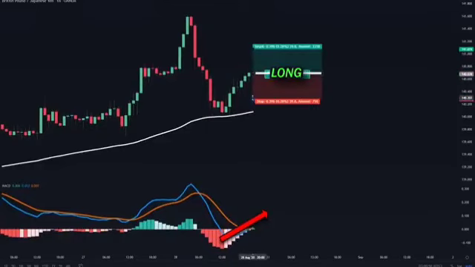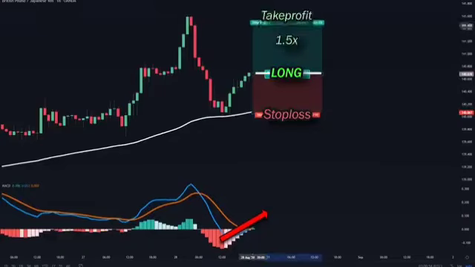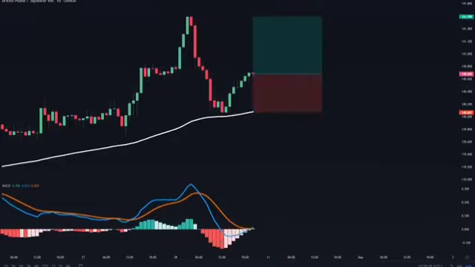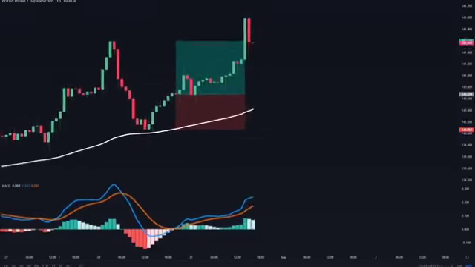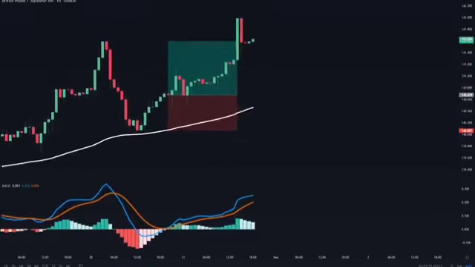Now for your exit strategy, you can place your stop loss at the nearest swing low and set your profit target at 1.5 times your stop loss. And as you can see, this trade ended up being profitable. So let's look at another example.